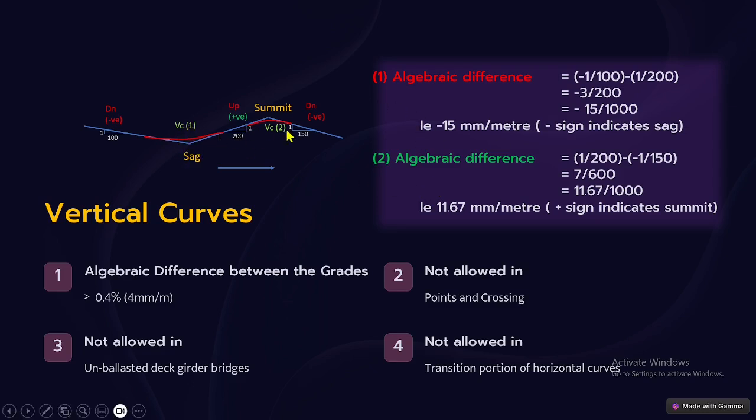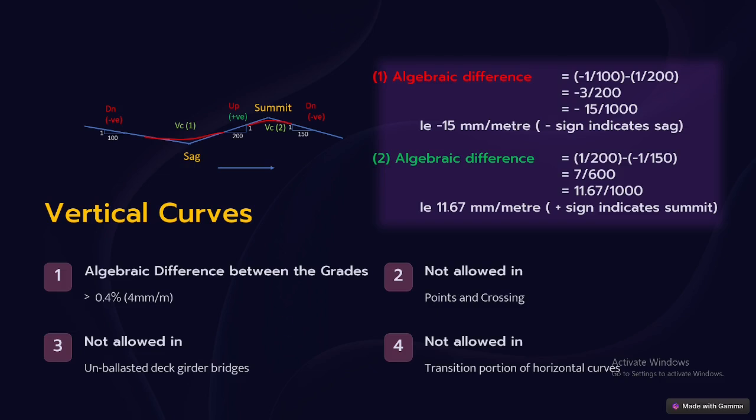Similarly, coming to this point, here there is a 1 in 200 up gradient, and here a down gradient of 1 in 150. That means plus 1 by 200 minus of minus 1 by 150, that is 7 by 600. If you make the denominator 1000, it comes to around 11.67, that means 11.67 mm per meter. A plus sign normally indicates a summit. So necessarily at this location also we are supposed to provide the vertical curve.